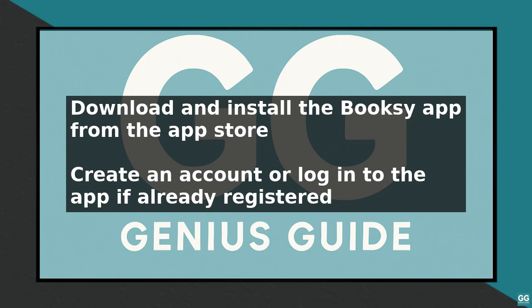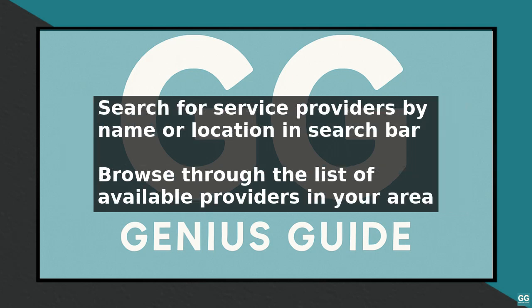Next, search for the service provider you want to book an appointment with, such as a hair salon or spa, by entering their name or location in the search bar. You can also browse through the list of available providers in your area.